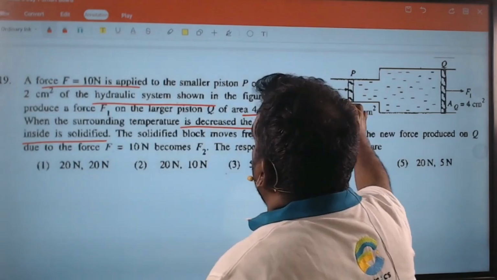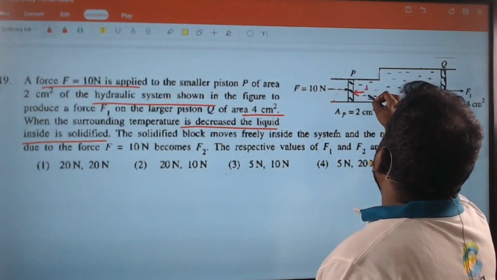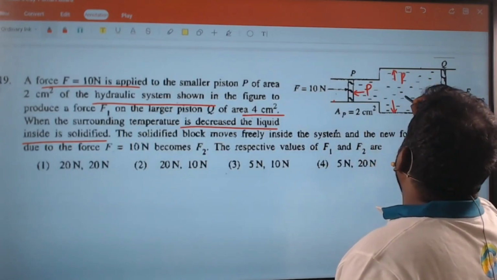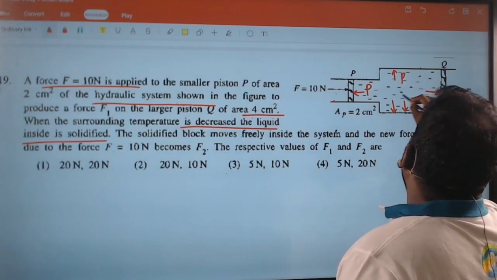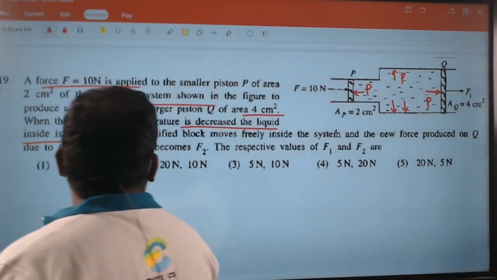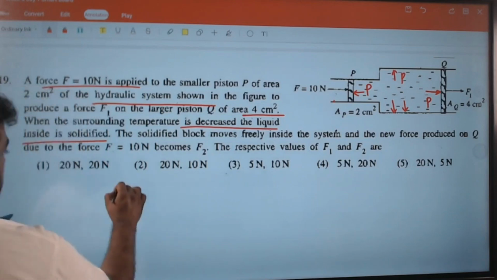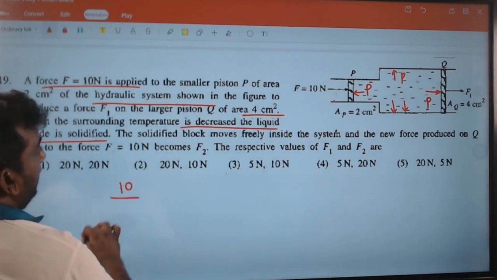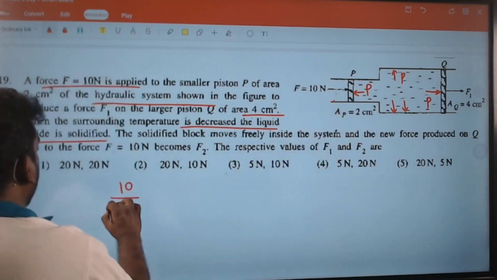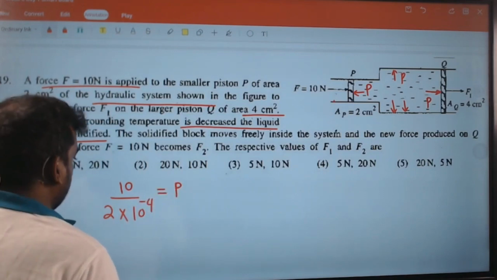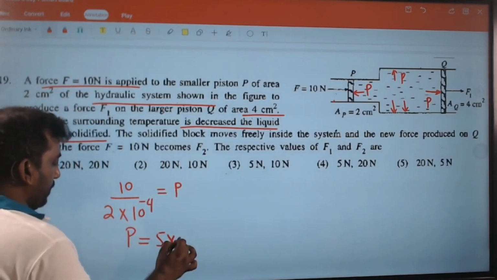Right, what are they saying? When you apply 10 Newton, there is going to be a pressure. Pascal's principle, pressure everywhere same. When the surrounding temperature decreases for the liquid, so F1 on the larger piston: force divided by area 2 centimeters squared, that is equal to pressure. Pressure equal 5 times 10 to the power 4 Pascal.